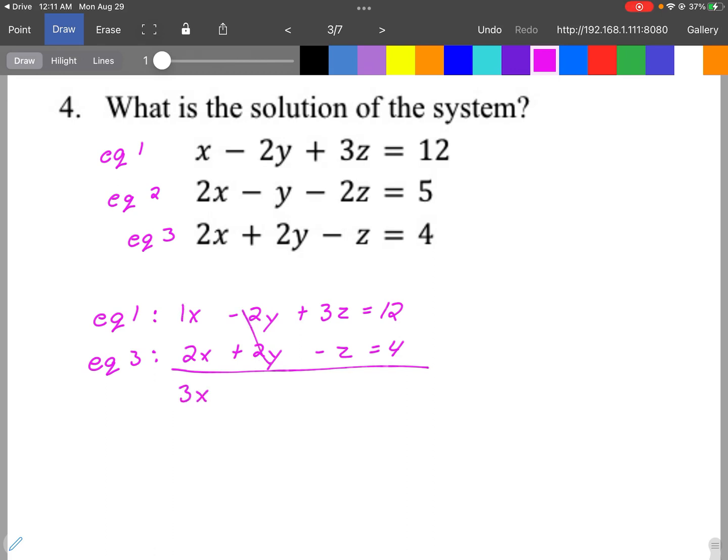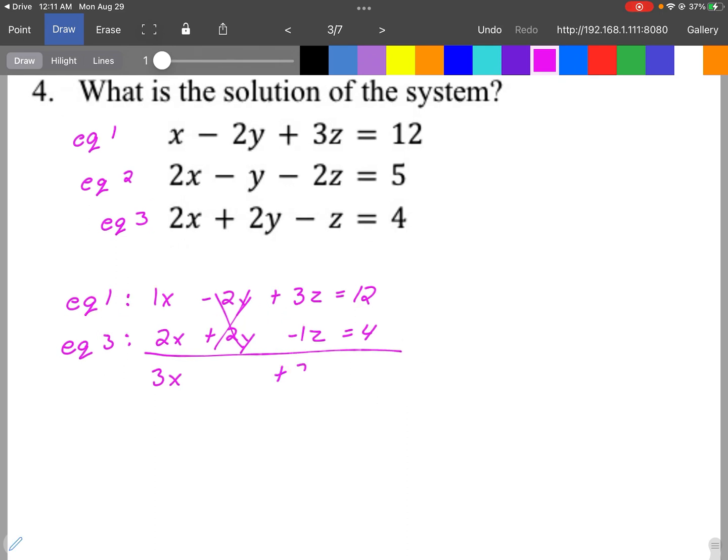So 1x plus 2x is 3x. My y's cancel. One's positive and one's negative. They're gone. Then I have 3z minus 1z is positive 2z. And then 12 plus 4 is 16. All right, so that's equation 4. All right, now we go back up to the originals and we cancel out y again.